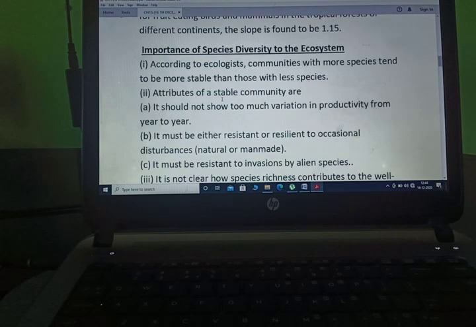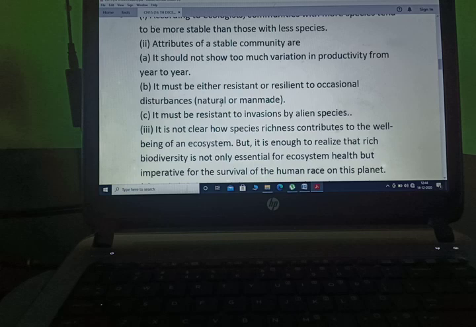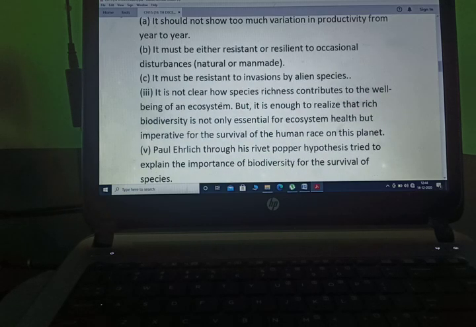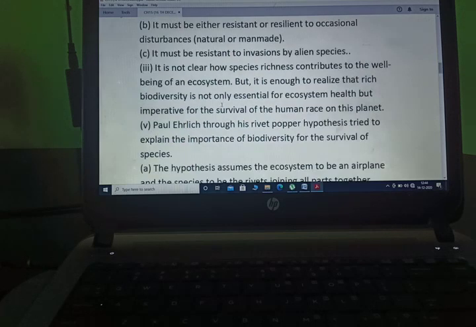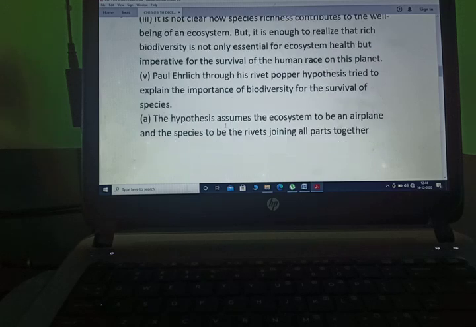Now, importance of species diversity to the ecosystem. According to ecologists, communities with more species tend to be more stable than those with fewer species. Attributes of a stable community are: it should not show too much variation in productivity from year to year. It must be resistant to occasional disturbances, which are natural or man-made. It must be resistant to invasion by alien species. Invasion means interruption. Alien species means outer species.